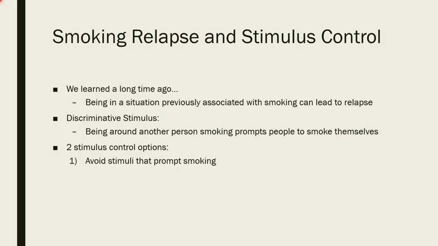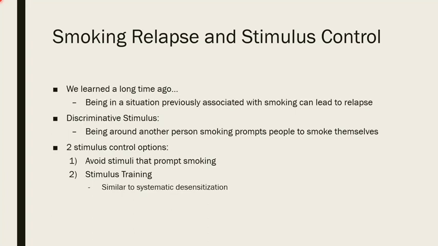Unfortunately, it's not always that simple. A lot of people can't avoid the locations or the people or the other stimuli that prompt that behavior. So we use stimulus training. Think back to what we learned earlier in the videos. We can teach people to discriminate here, to no longer associate that situation with smoking, and that can subsequently help them stop or avoid relapse.